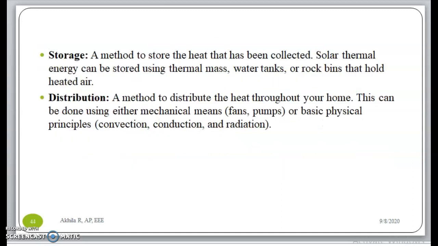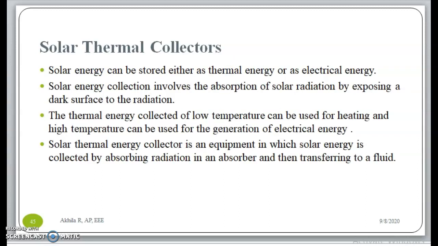The next main component is storage, a method to store the heat that has been collected. So solar thermal energy can be stored using thermal mass, water tank, rock bins, etc. that can hold this heated air. And next comes the distribution, a method to distribute the heat throughout your home. It can be done either by mechanical means like fans and pumps, or by basic physical principles of convection, conduction, and radiation. So let's start with the solar thermal collectors.